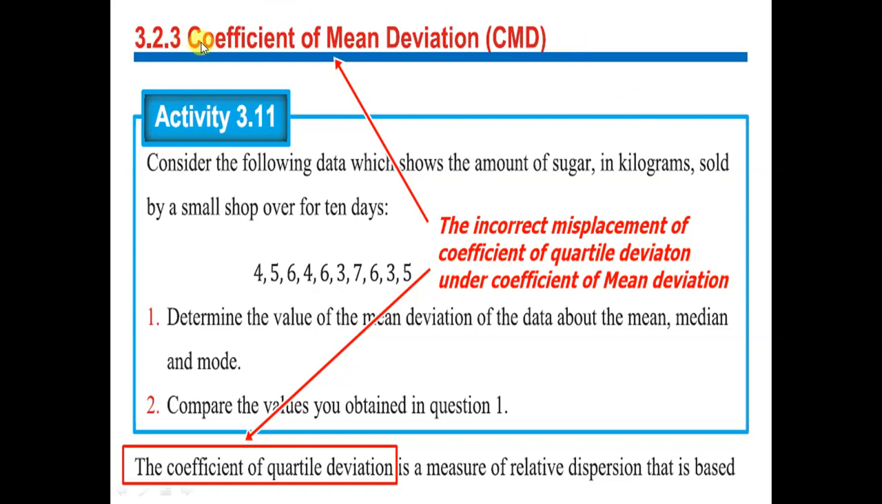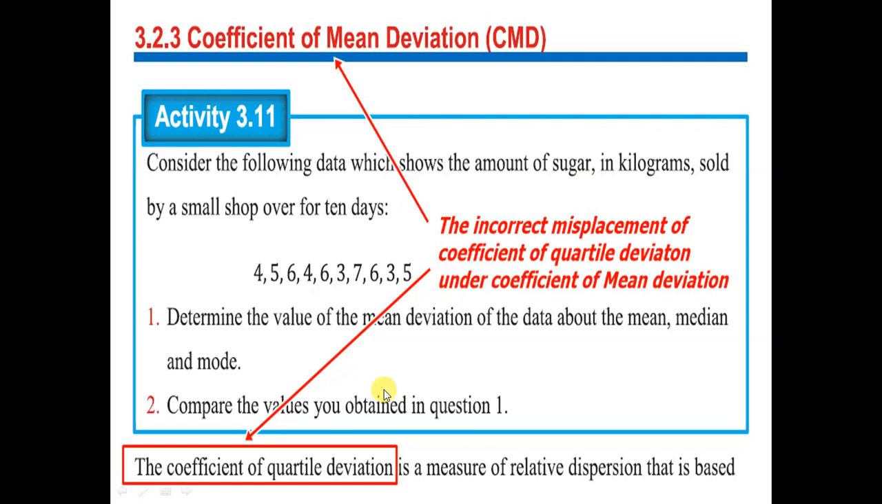Under this subtitle, we are talking about the coefficient of mean deviation, CMD. But what is written here is the coefficient of quartile deviation. Again, under another subtitle, the coefficient of quartile deviation is also mentioned here. But the question is about the coefficient of mean deviation. Rather than this, the coefficient of mean deviation is the appropriate one under this subtitle.